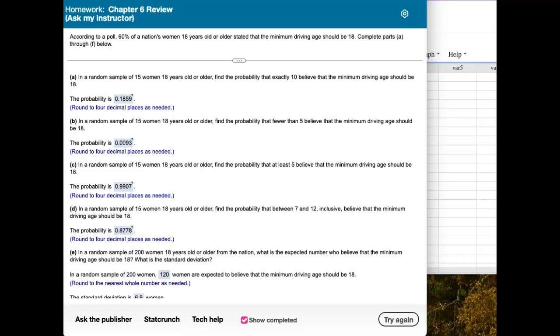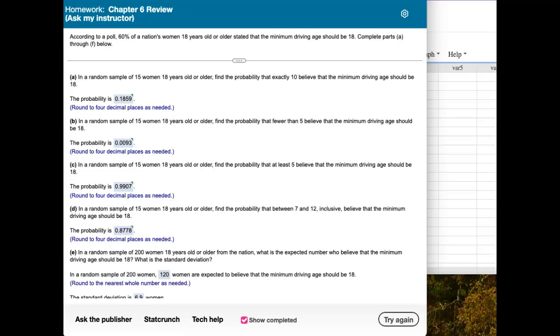In this problem, we are told that according to a poll, 60% of a nation's women ages 18 years old and older stated that the minimum driving age should be 18. And then we're asked to answer some questions about that. So to begin with, in question A, it says, in a random sample of 15 women 18 years old or older, find the probability that exactly 10 believe that the minimum driving age should be 18.